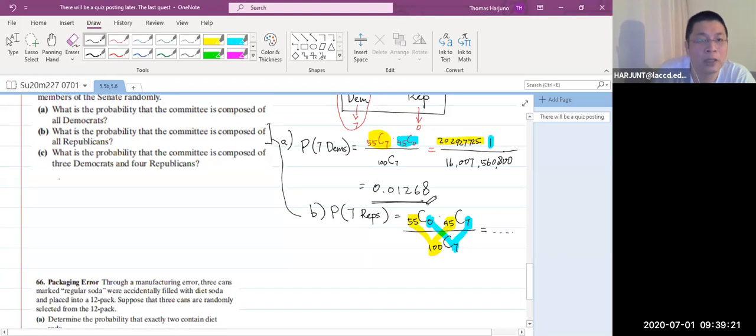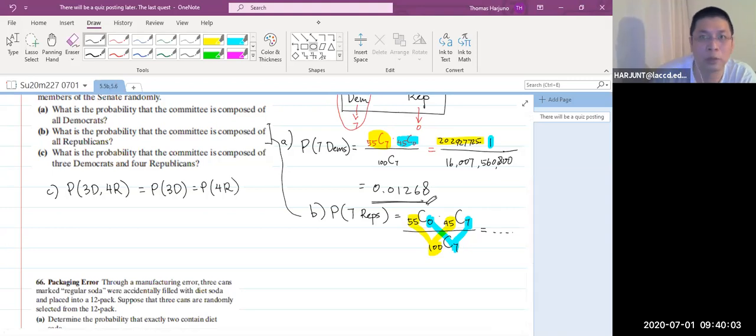Now how about part C? Can you try part C? You still select 7 people. Probability of getting 3 Democrats, which implies, of course, 4 Republicans. Notice that saying the committee consists of 3 Democrats and 4 Republicans is the same as just saying 3 Democrats. Because when we say probability of getting 3 Democrats, it means the rest are not Democrats. That's the same as saying probability of 4 Republicans, because if they tell me 4 Republicans, then for sure the other 3 have to be not Republican, which is Democrat.